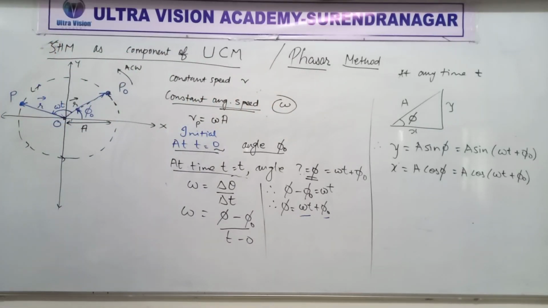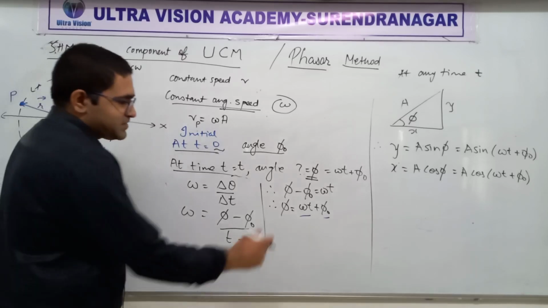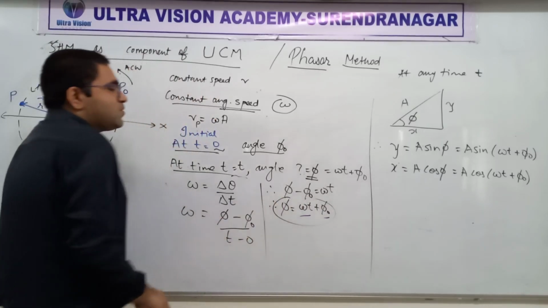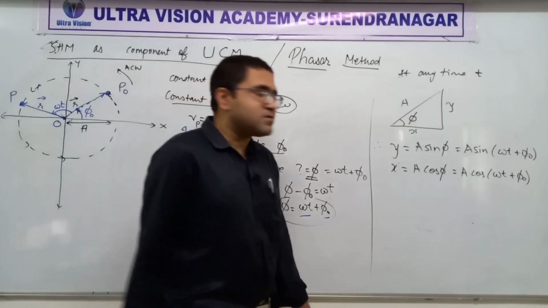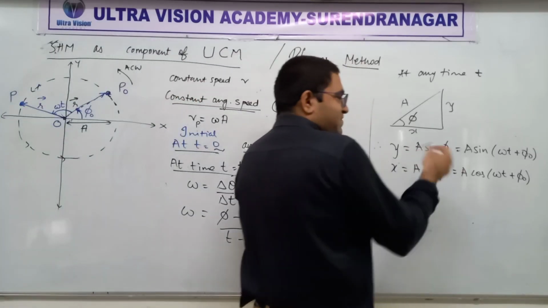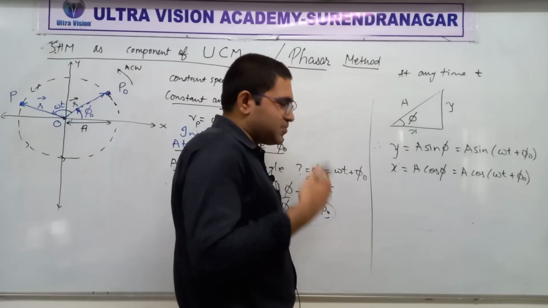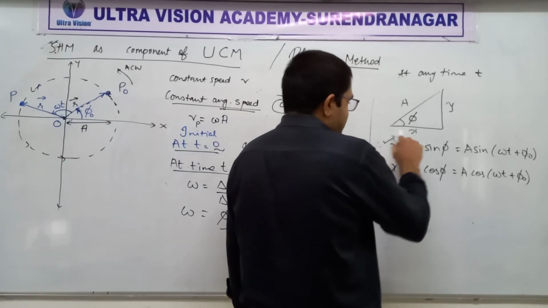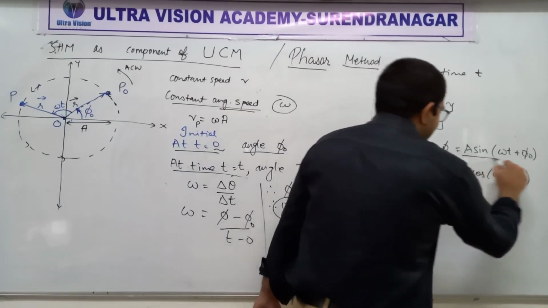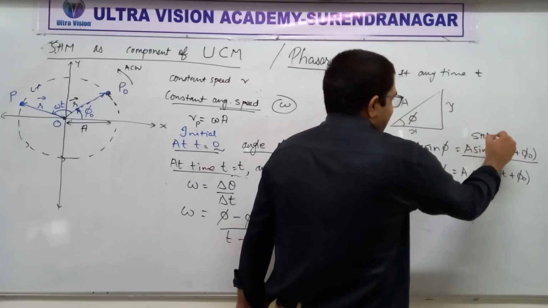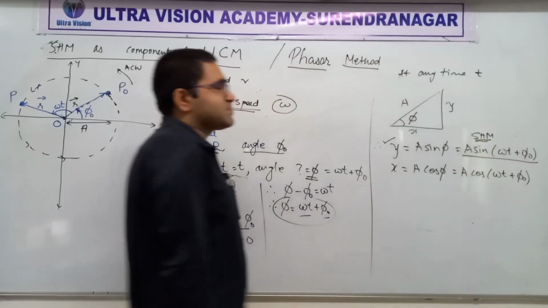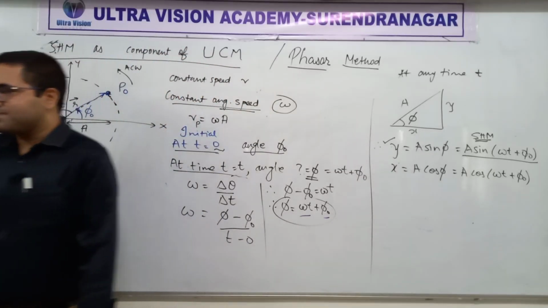Understood the math? By putting the value of phi, what is the value of phi? Omega t plus phi 0. We can get this. Now what are we seeing here? Look at any one of the equations. Even if you see both, no problem, but have a look at one first. y equal to a sin(omega t plus phi 0). Do you realize that this is what SHM equations look like? Yes or no?